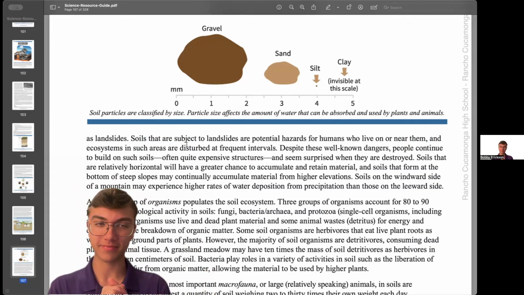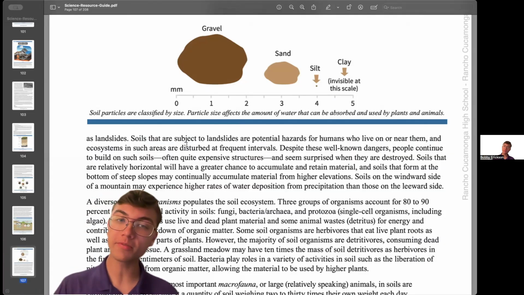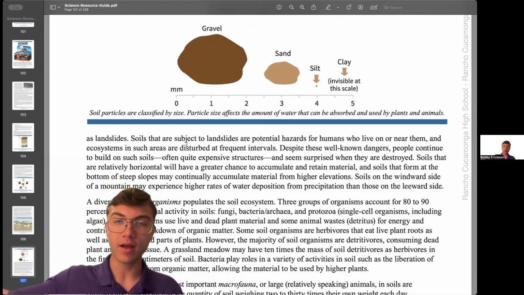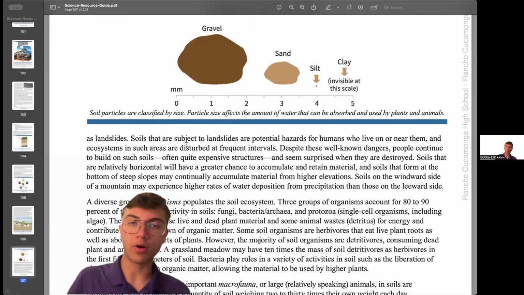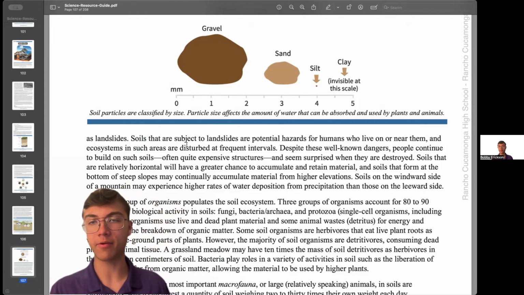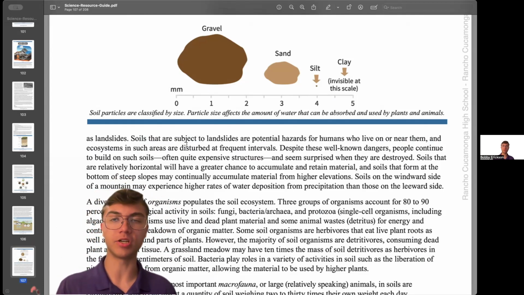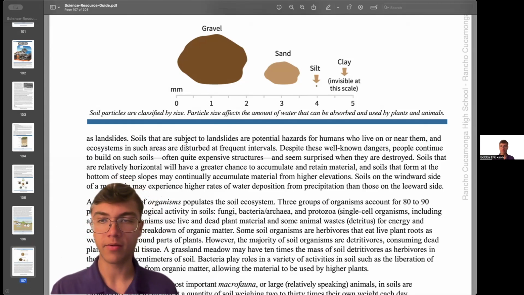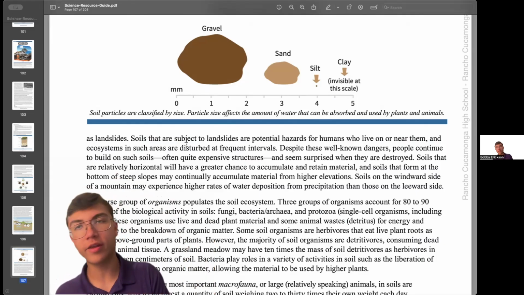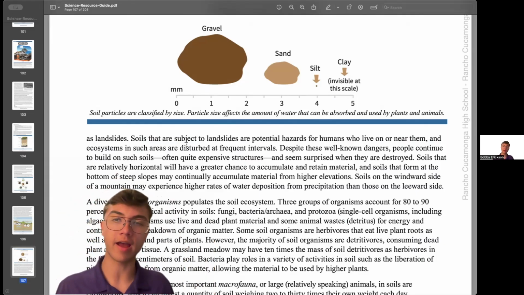So, steep slopes accumulate more material at higher elevations, and then the soils on the windward side will experience lots of water deposition, so lots of water flowing through from precipitation, on the leeward side. So we've got the windward side and the leeward side. The windward side is where the wind is blowing all this stuff, and so the water is going to go that way. And the water isn't going to go the other way, which means more erosion on the other side, on the wind blowing side.